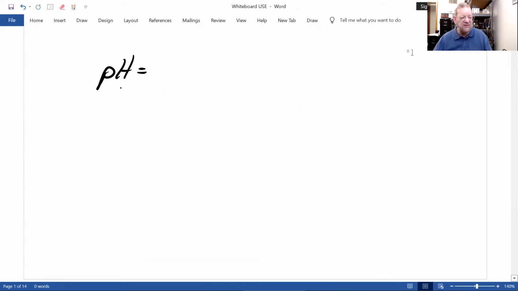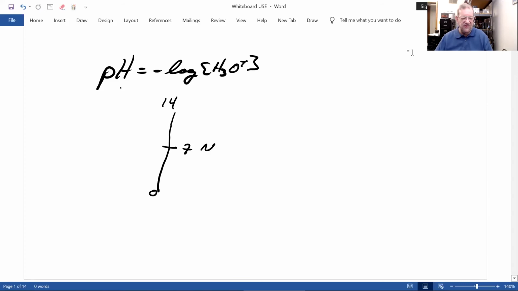pH equals minus the log of the hydronium ion concentration. Now, we have what's called pH paper, and I'll show you that in a second, but let's look at the pH scale. It goes from 0 to 14. In the middle is 7. When you have a pH of 7, that's called a neutral solution because the hydronium ion concentration is equal to the hydroxide ion concentration.